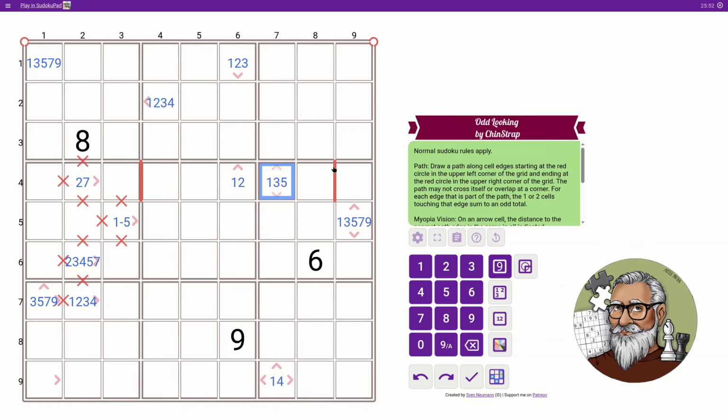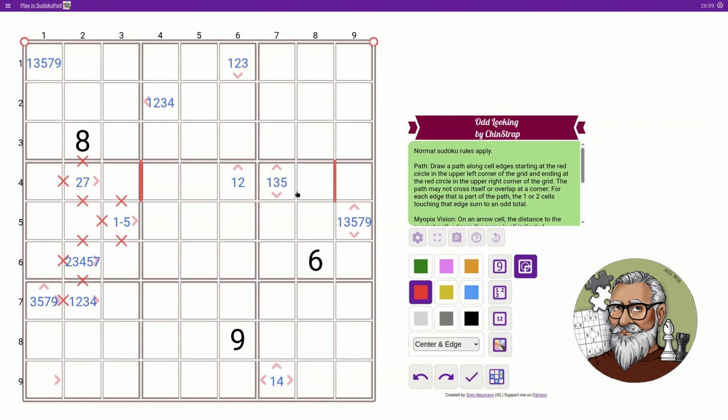Because if this one is 7, then this can't be 3 anymore, or obviously 5, so it would be 1, and I would have this path. And if this is 2, then this becomes 1, and I would have this path. But I can't go down here, so I definitely have to go up.